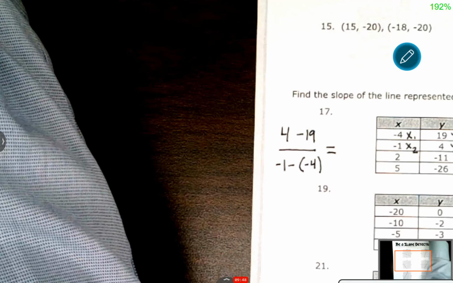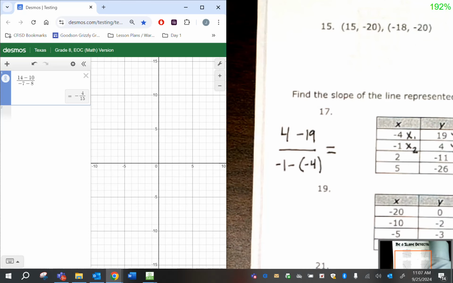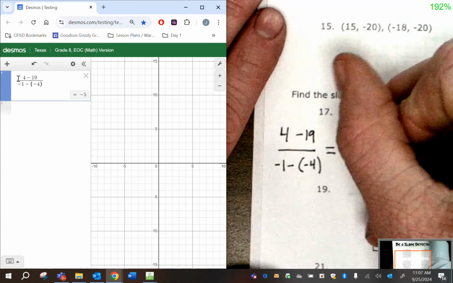So again, we're going to take this, we're going to put it into Desmos and get out the answer, because these can be really tricky, so we might as well use our calculator to help us out. Negative 1 minus negative 4. There's my slope, -5.